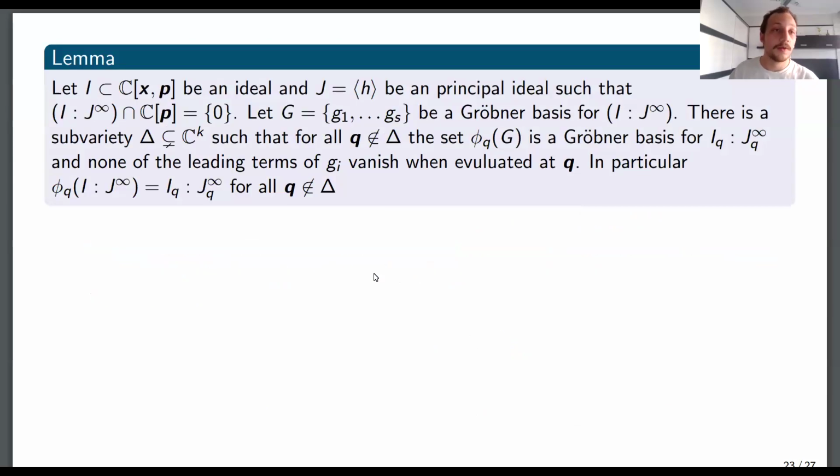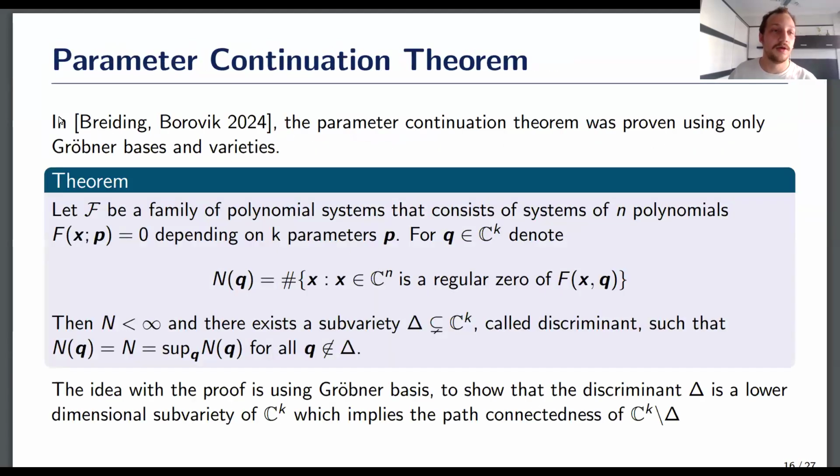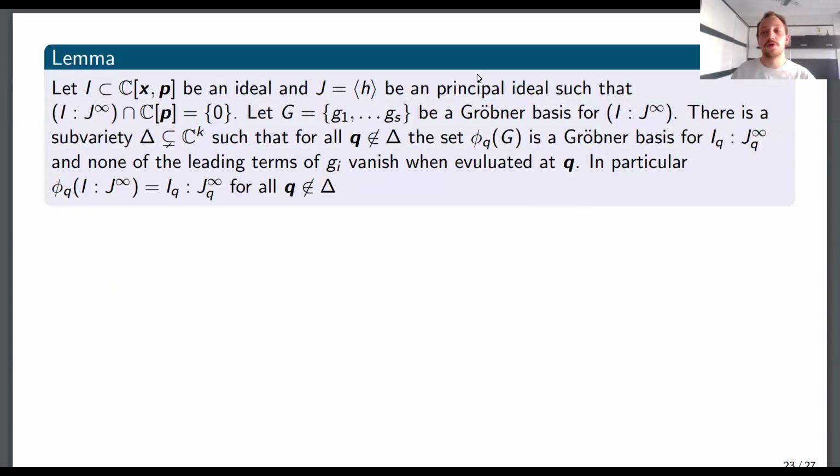So here is the main lemma, which is proposed in Bradford and Borowick's recent paper, which uses only Gröbner bases and varieties for the proof of the theorem. The lemma says: let G be a Gröbner basis for the saturation. Then there exists a subvariety which is lower dimensional than the parameter space, and for all Q which are not in the discriminant, phi_Q(G) is still a Gröbner basis for I_Q, and none of the leading terms vanish when evaluated at Q. In particular, this equality holds.